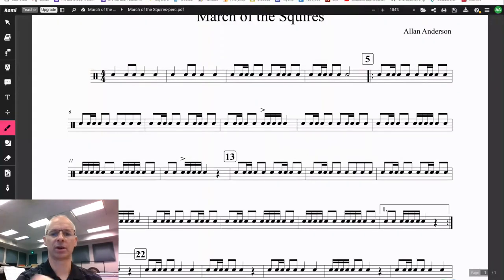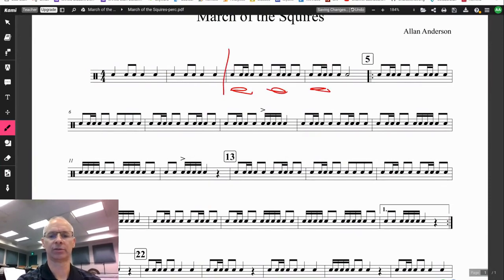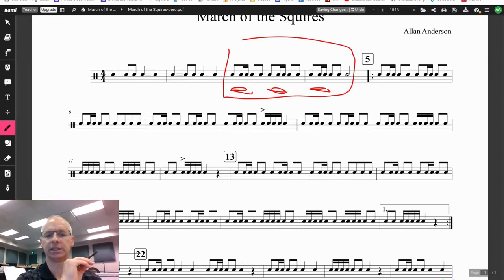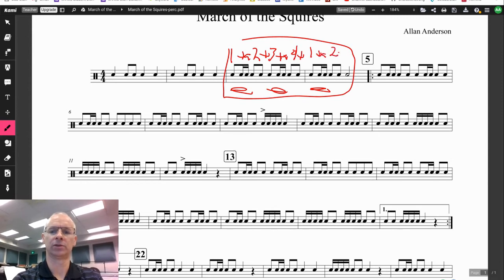Now going back to March of the Squires, we see that T ticka rhythm all over the place. Using elementary school rhythm words, here we have T ticka T T T ticka T T T ticka T T, or if we put it into counting, this would be 1 and a 2 and 3 and a 4 and 1 and a 2 and 3. I had to write pretty small there. 1 and a 2 and 3 and a 4 and 1 and a 2 and 3.